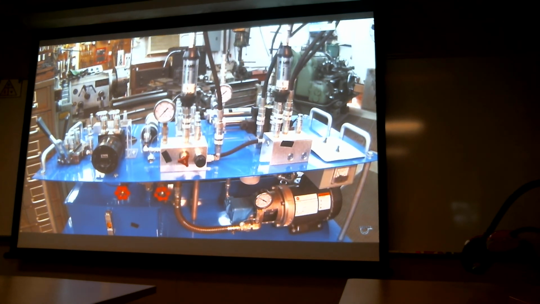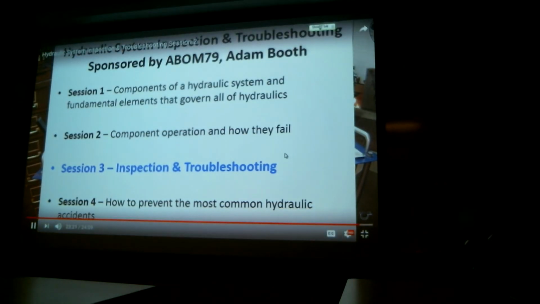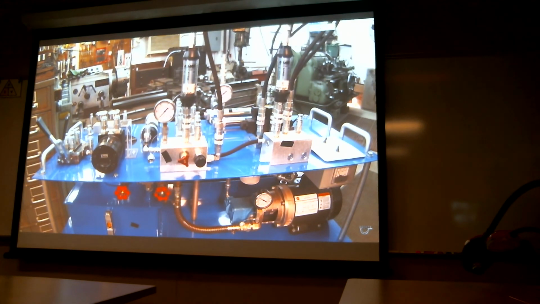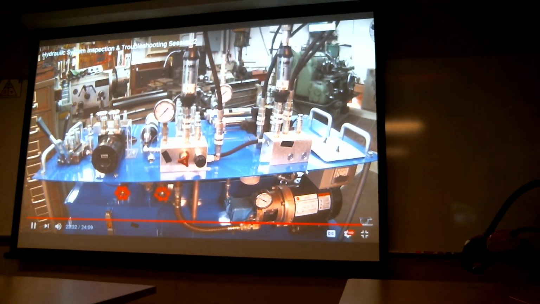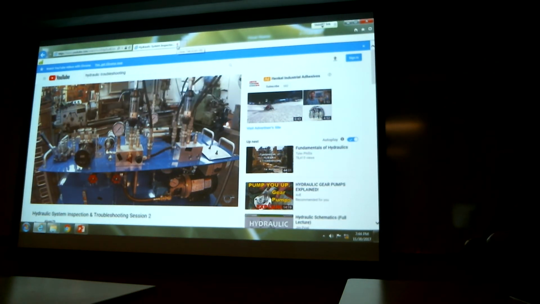And next session is inspection and troubleshooting. And what we're going to do in the next session is show you how to set up inspection routes on your hydraulic systems. And we're also going to teach you some tips and tricks for troubleshooting. And what you're going to find out is these are all one and the same. When you start doing inspections and start troubleshooting, it's important to have these devices right here in your system, or you cannot do that properly. Okay? So look forward to seeing you in session 3.